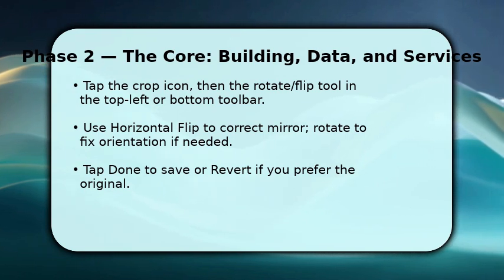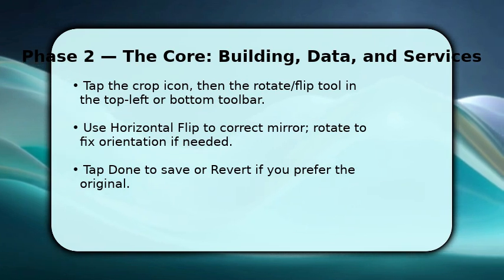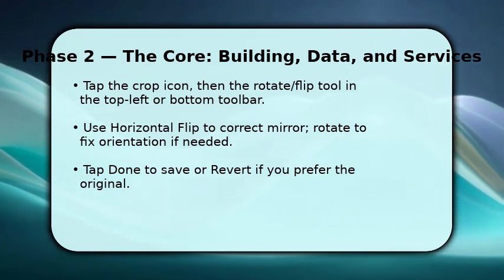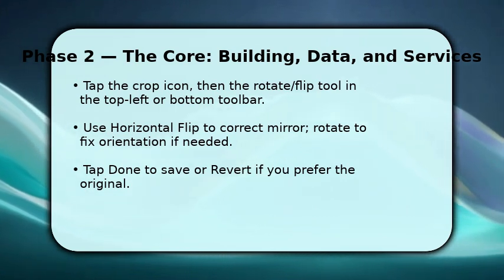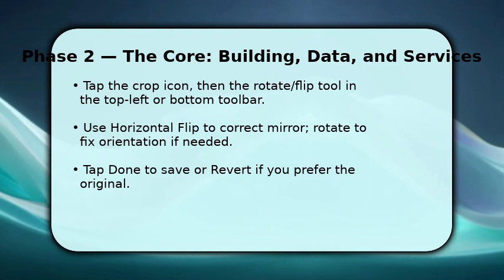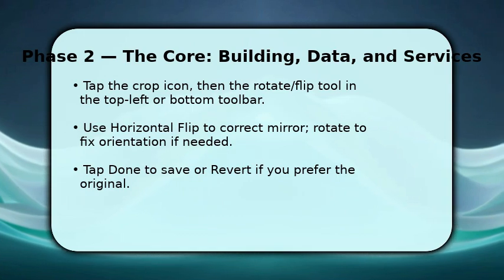If the image is tilted, rotate slightly to align horizons or faces. Use grid lines for precision. Once aligned, zoom and adjust crop to remove awkward edges. Make sure to tap Done to save changes. If something looks off, you can always hit Revert to go back to the original file.